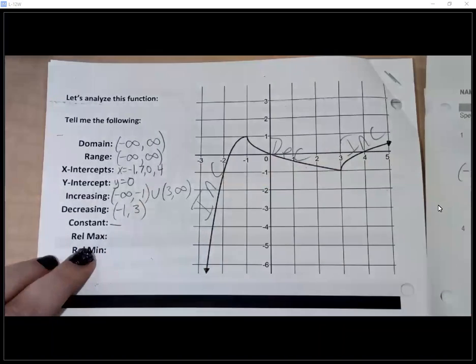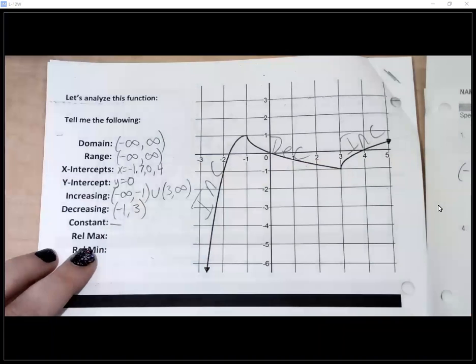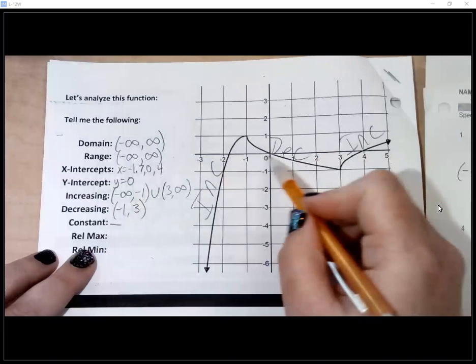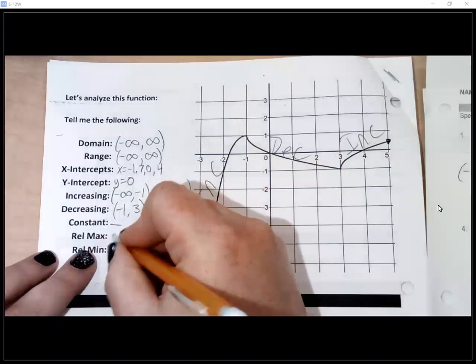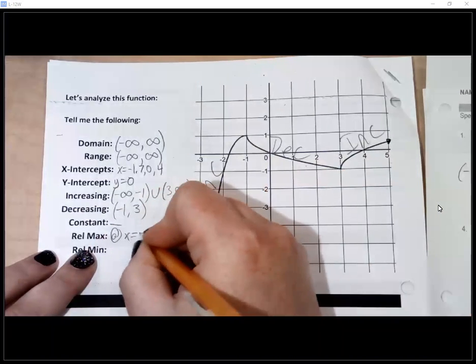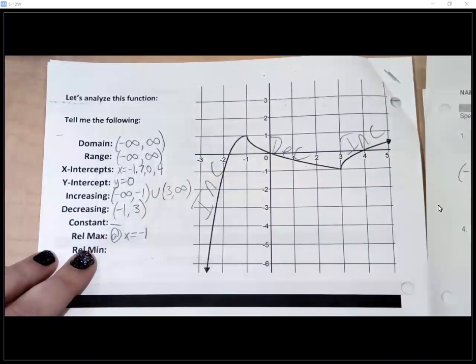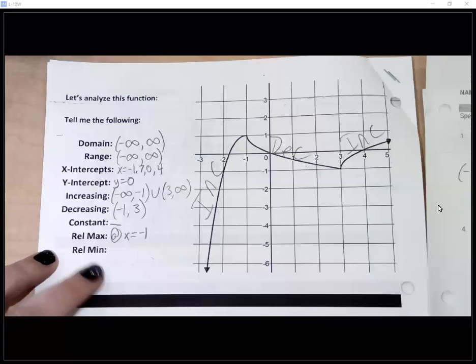As far as a relative max, I'm having that happen once when X is equal to -1. And I think that's it, right? That would be the only one that I would consider a relative max. Relative min, where's that happening? Do I have any? Jake? X is equal to 3. Correct, when X is equal to 3.